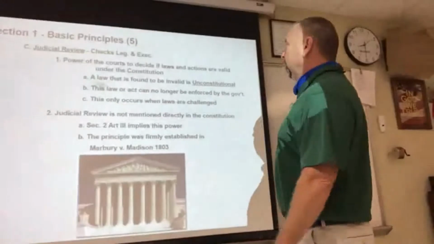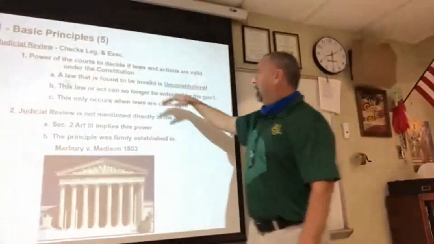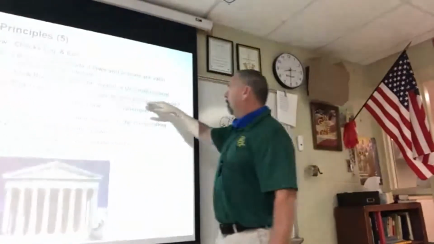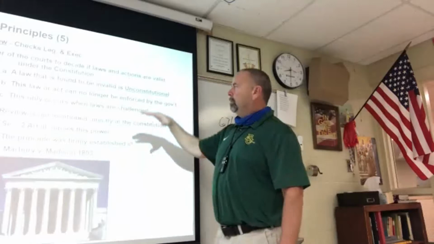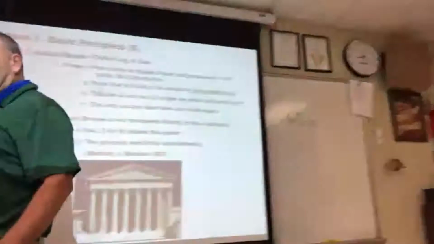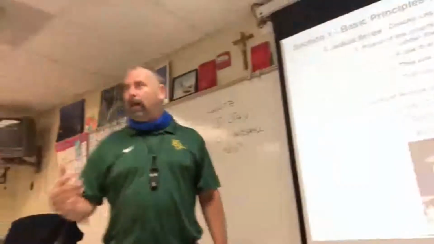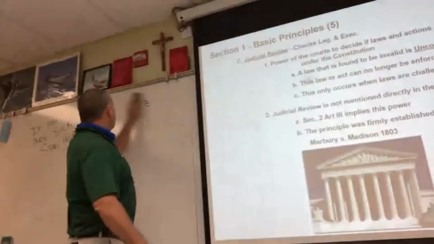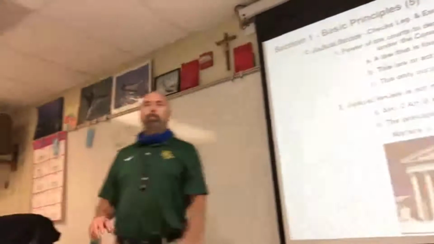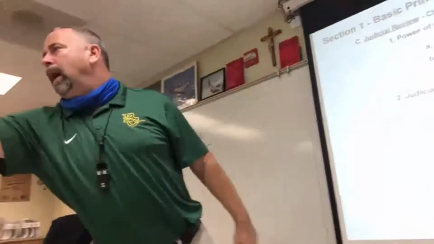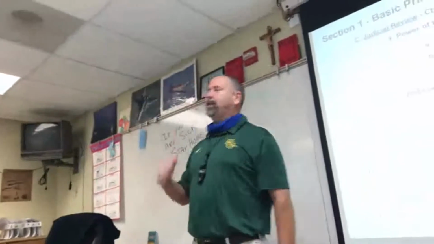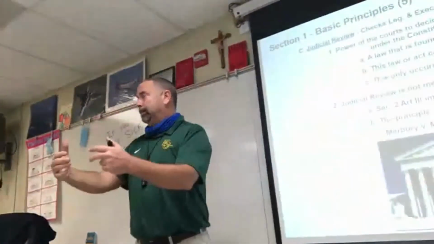Yeah, okay. All right, let's get back to this a little bit. If a law is invalid, violates the Constitution, is unconstitutional, this law or act can no longer be enforced by the government. Now, in order for a law to be found unconstitutional, it has to be challenged. So Congress passes a law, the Supreme Court just can't say, let me see that law, that's unconstitutional. They can't do that. Somebody's got to sue. There has to be a victim.